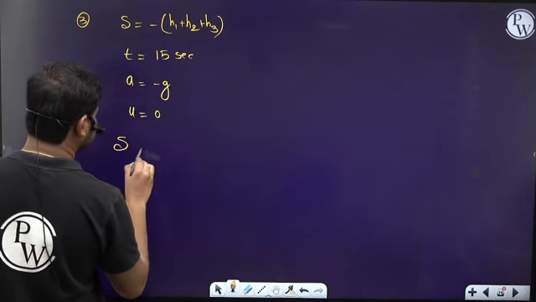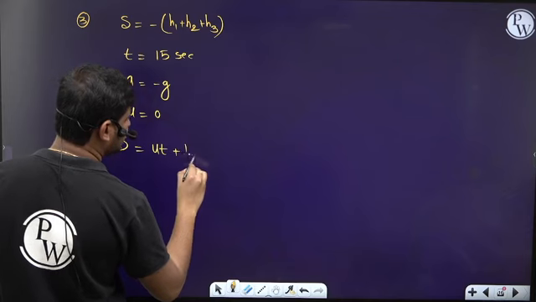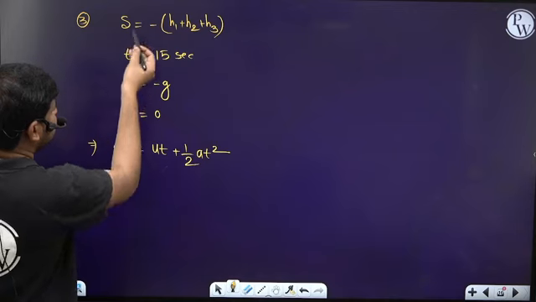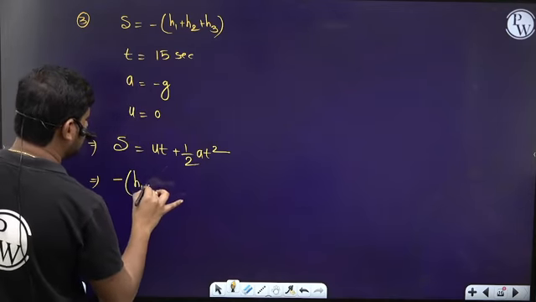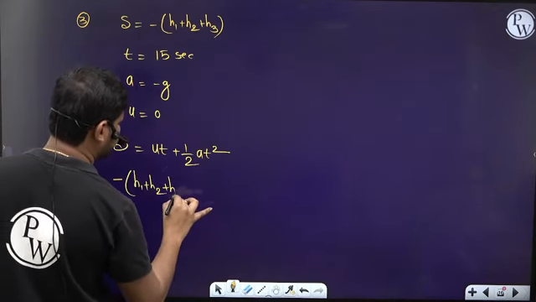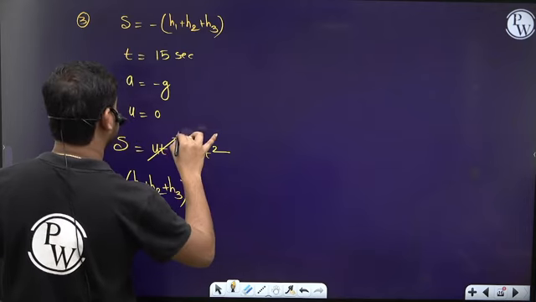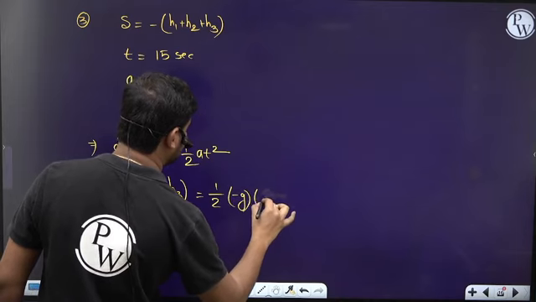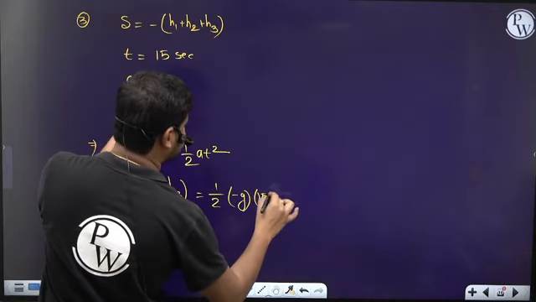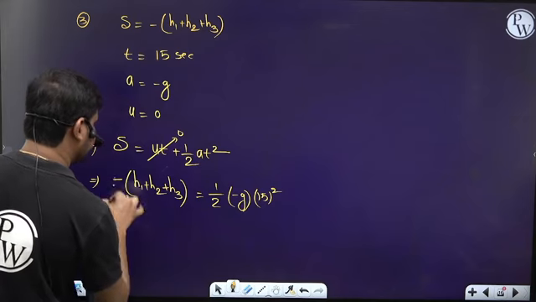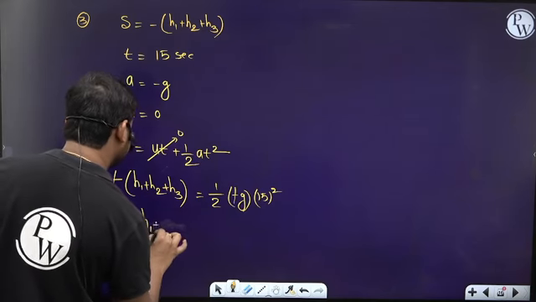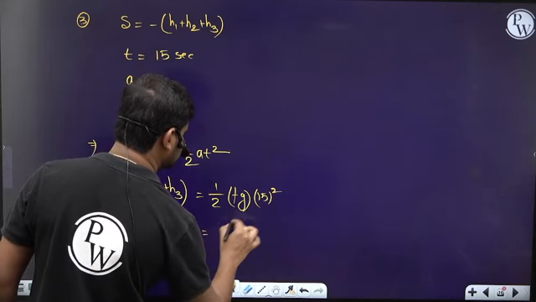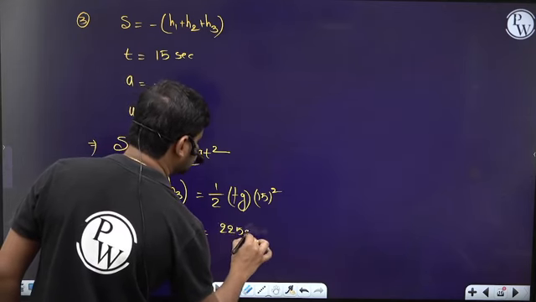Then again use the same equation, s is equal to ut plus half at square. So in place of s, I am writing minus of H1 plus H2 plus H3. This term is 0, half a is minus g, into t, so 15 whole square, right? So then here I can write minus cancel. So H1 plus H2 plus H3 is equal to half into 225, so 225 g by 2.